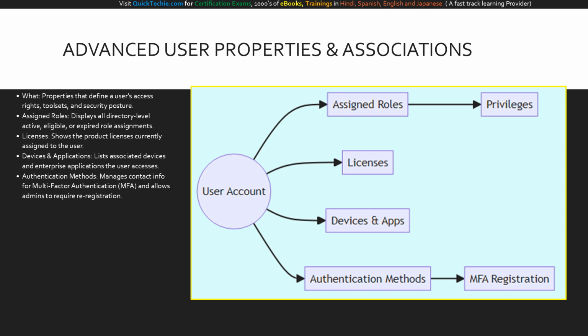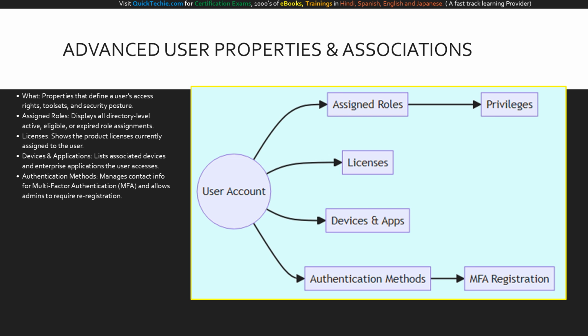The fourth bullet points out devices and applications. Tracking these properties allows you to see the exact hardware tied to the user and the enterprise apps they are consuming. Finally, we have authentication methods. This is a critical security property where administrators can manage MFA contact details or force a user to re-register their authentication methods if a device is lost.